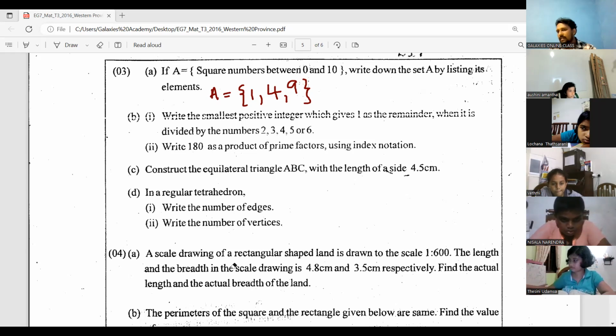Tell me, if a number is divisible by 6, what should it be? If the number is divisible by 6, the number should be divisible by both 2 and 3. If it is divisible by both 2 and 3, then it is divisible by 6 too. It must also be divisible by 4 and 5. So how can we get it?